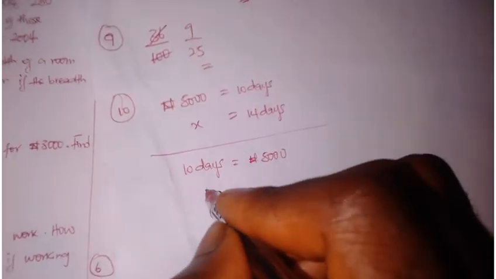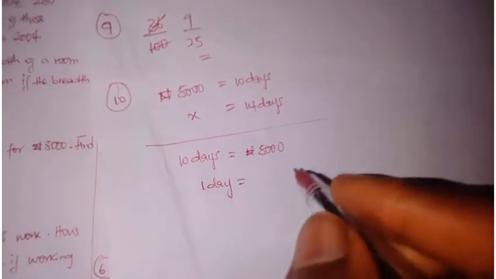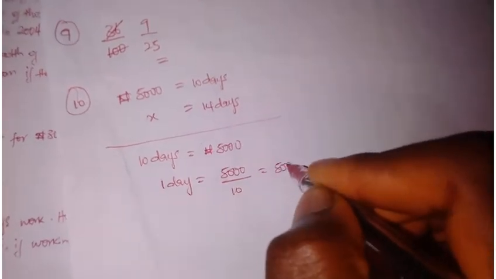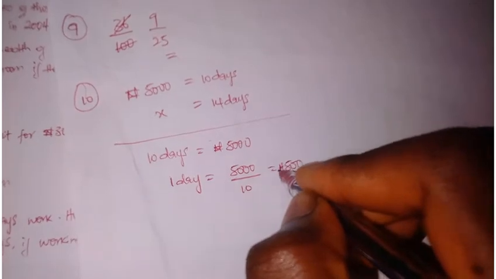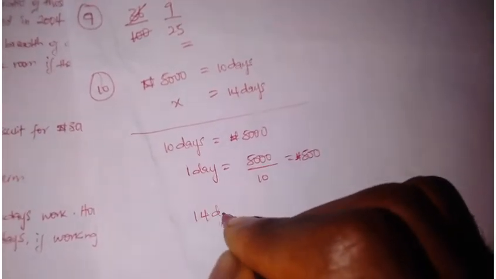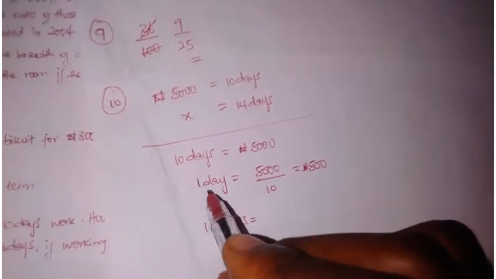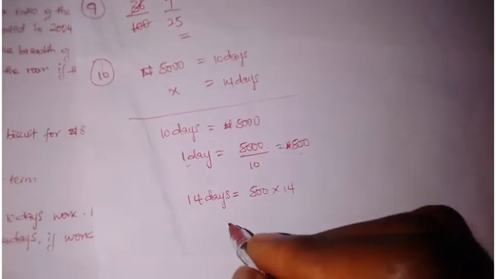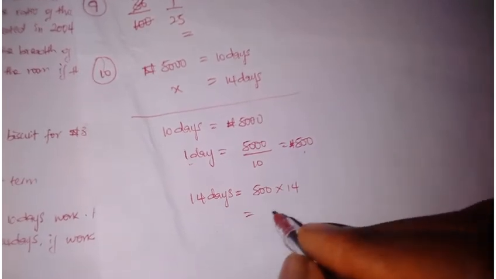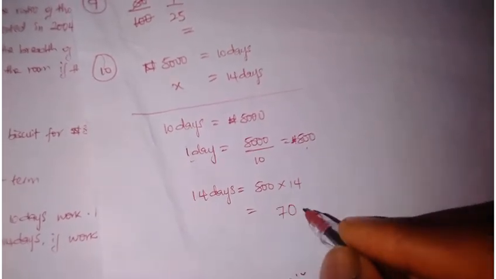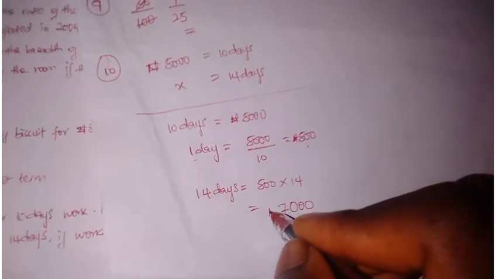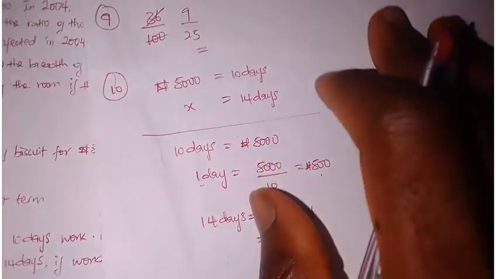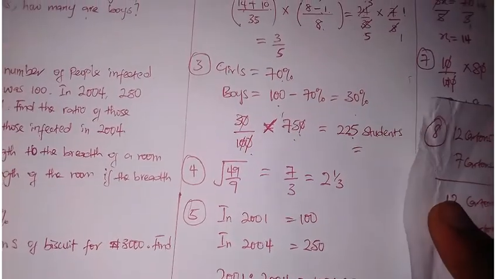Let's get for 1 day first. In 1 day he will earn less. That becomes 5,000 over 10, which is 500 naira. It means for 1 day he's going to earn 500 naira, then for 14 days he will earn more. Since for 1 day he earned 500 naira, 14 days becomes 500 times 14. Which now becomes 5 times 4, that's 20, and so on. So for 14 days he will earn 7,000 naira. And that is the solution of the whole 10 questions that we have here.